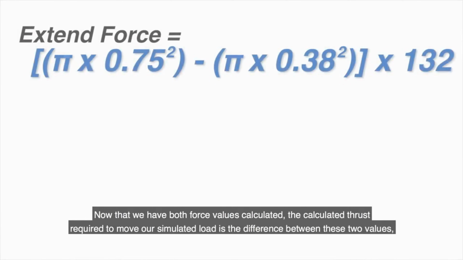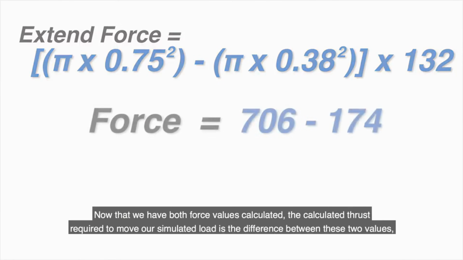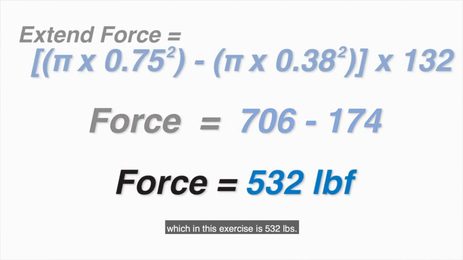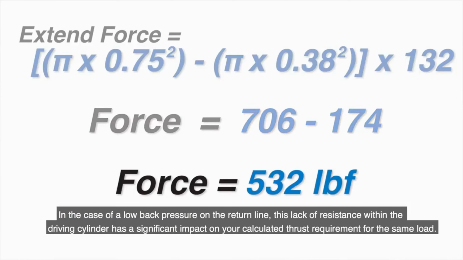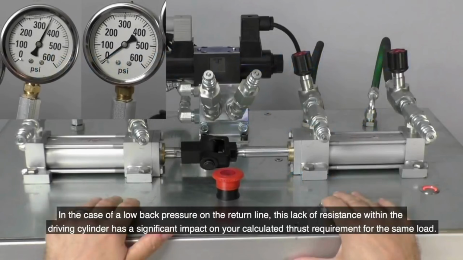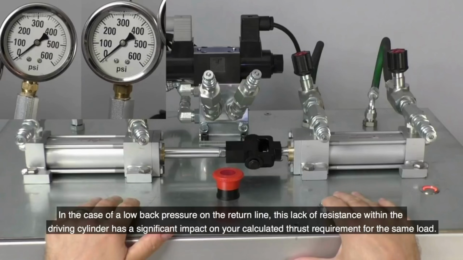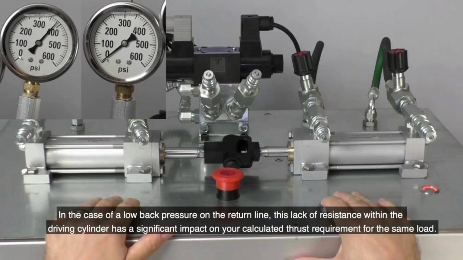Now that we have both forces calculated, the calculated thrust required to move our simulated load is the difference between these two values, which in this exercise is 532 pounds. In the case of a low back pressure on the return line, this lack of resistance within the driving cylinder has a significant impact on your calculated thrust requirement from the same load.